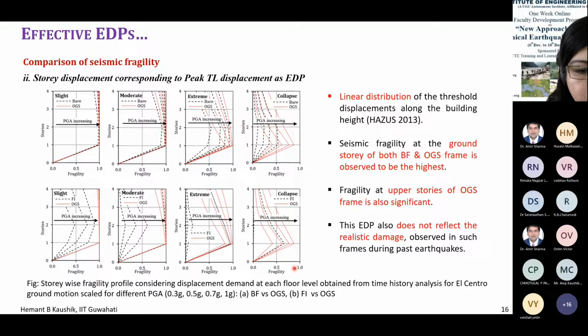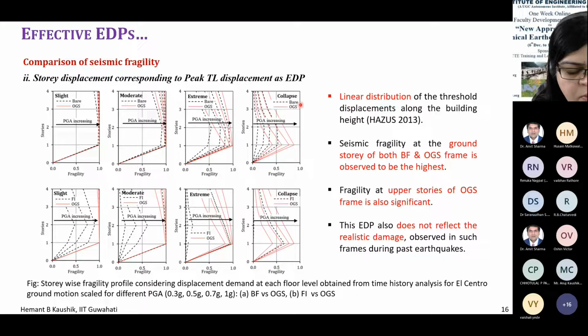It is not a proper EDP to use. If you use the story displacement corresponding to peak top level displacement, so again we are using peak top level displacement, but instead of using that as EDP for the top level displacement, we are using the corresponding story level displacement as EDP. So you can find here that this is a much better version to use. But still, it is not realistic. It still does not show the exact behavior of the system. So these red solid lines represent the open ground story. The dotted line here are bare frames, and the dotted line here are the fully infill frames.